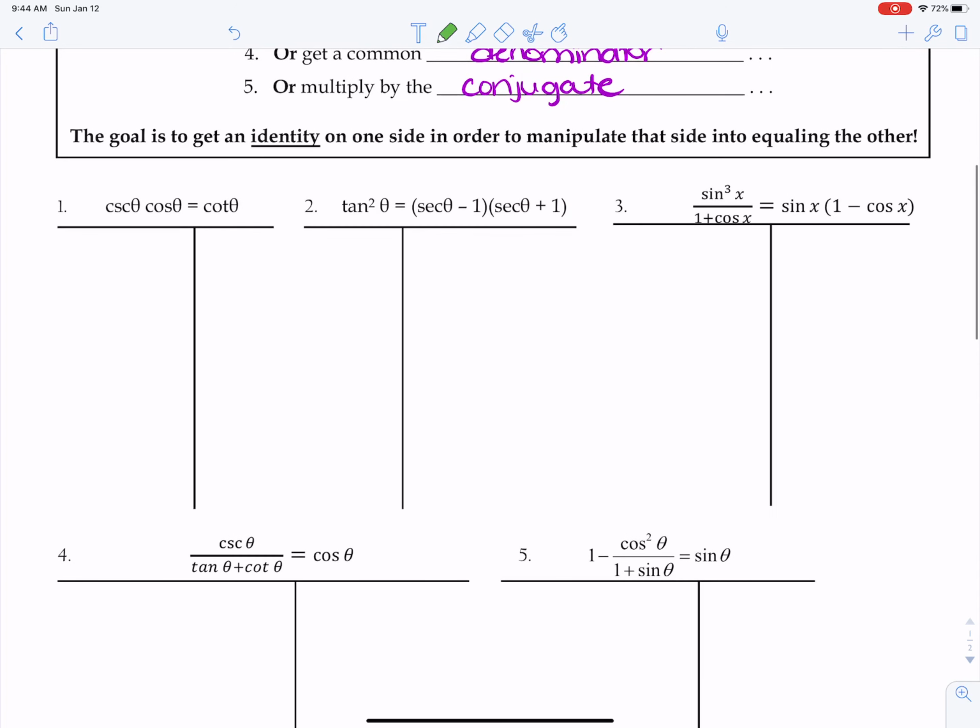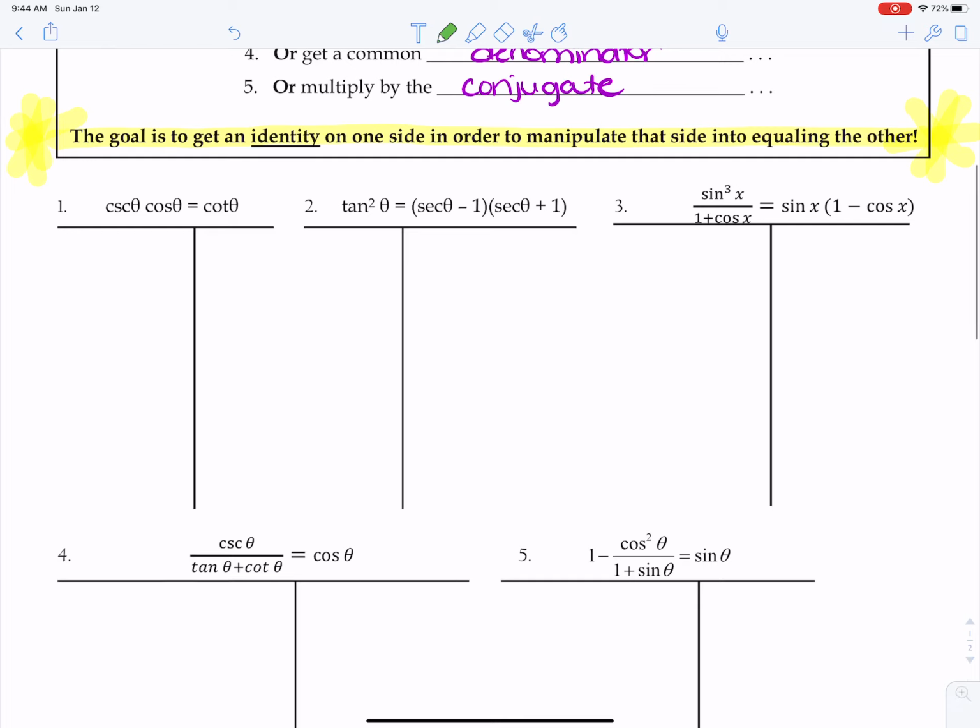Before we solve, the goal. The goal is to always get an identity. So you want to manipulate the side so that you can get an identity. And once you're able to get an identity, then you can rewrite that as the identity, and maybe that'll simplify so that you can keep on simplifying until it turns into the other side, which is what you want it to be. So let's go ahead and do these 5 examples.